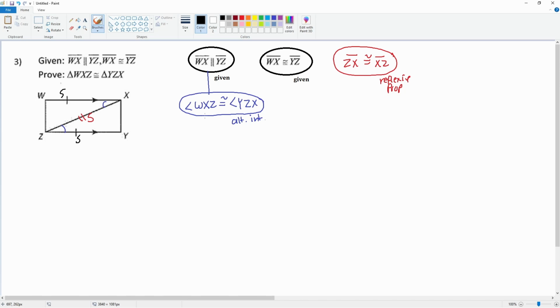Perfect. I have all my pieces. I have my angle here, and I have my side here, and I have my side here. So I can say triangle WXZ is congruent to triangle YZX by side angle side.